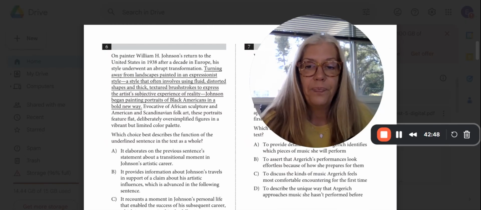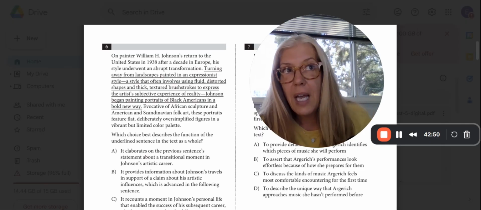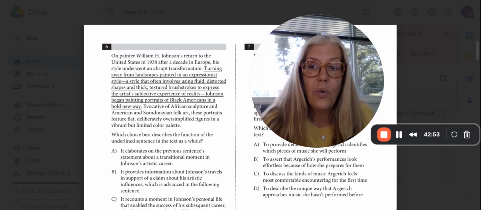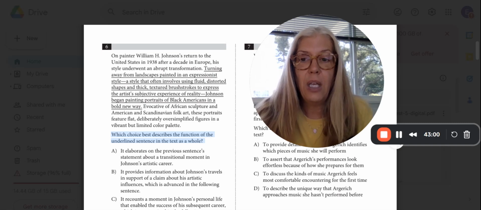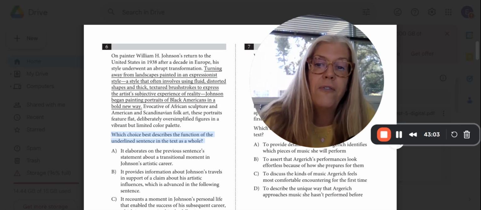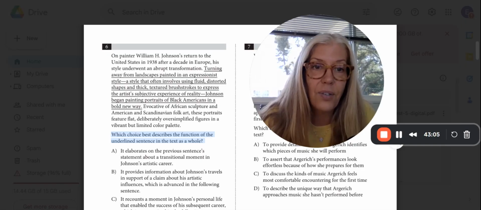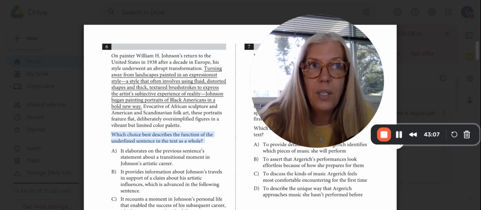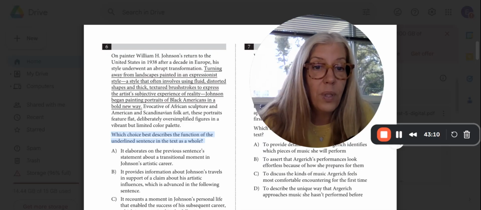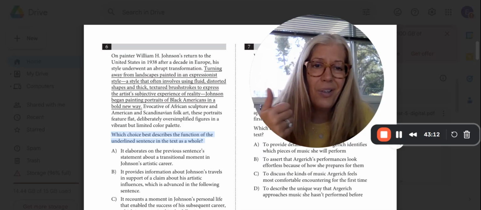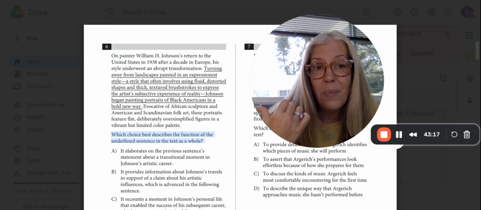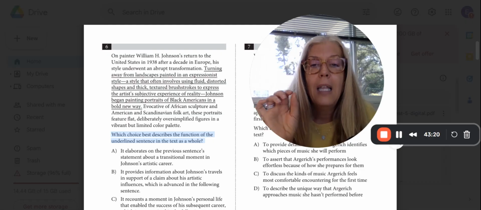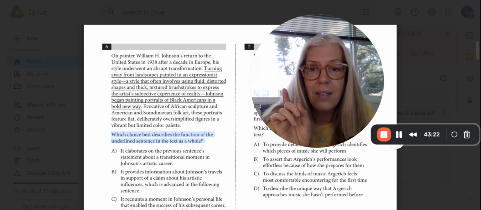In the reading section, the very first thing I need you to do is to start looking at the questions before you look at the reading. You absolutely have to start with the questions. So in number 6, the question is, which choice best describes the function of the underlined sentence in the text as a whole? We absolutely want to make sure that we know what they're asking us to do, because I can tell you the main idea. In fact, there's probably an answer down here that goes over the main idea, but they didn't ask me for the main idea. They asked me for the function of the underlined sentence in the text as a whole.